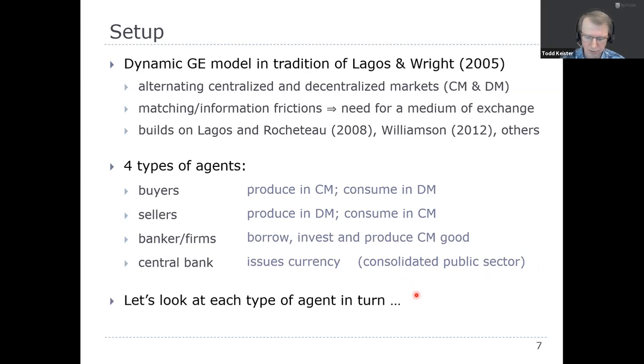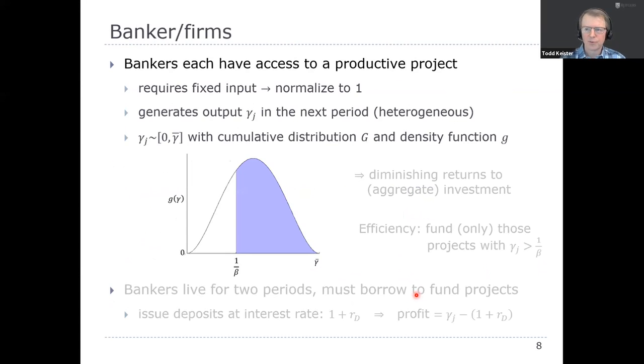Okay, so let me go through each of these in more detail. Let me start with the least standard part of the model, which are the bankers or the banker firms. There are many of these agents we call bankers, and each of them has access to a productive project. A project requires some input in the centralized market. Let's normalize the input required to 1, and it generates some output in the next period centralized market. That output is gamma_J, and that's going to be heterogeneous across bankers. So there's no uncertainty here. Gamma_J is known in advance, it's public information, but it's different. Some bankers are very productive and some are not so productive. And there's some distribution of gammas across bankers like in the graph here.